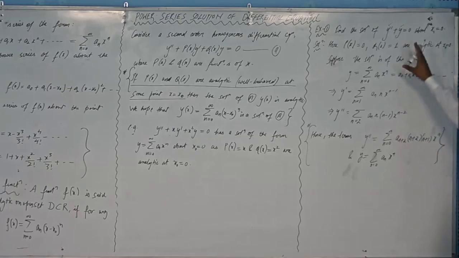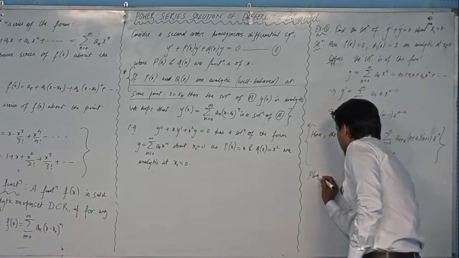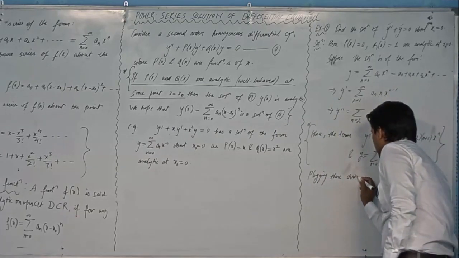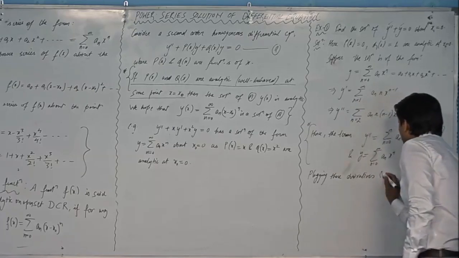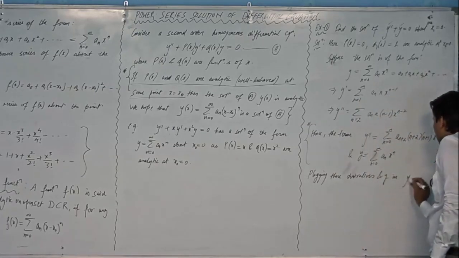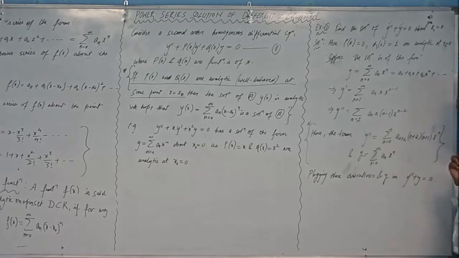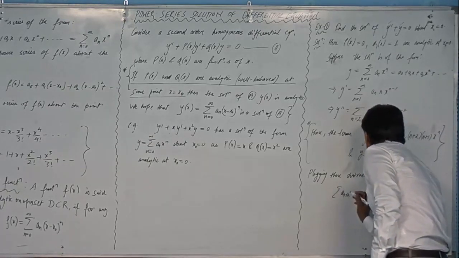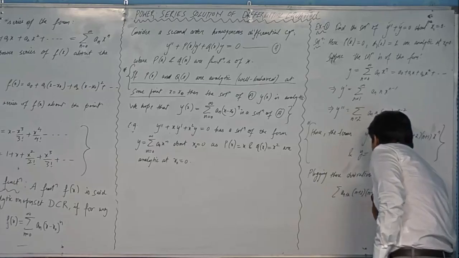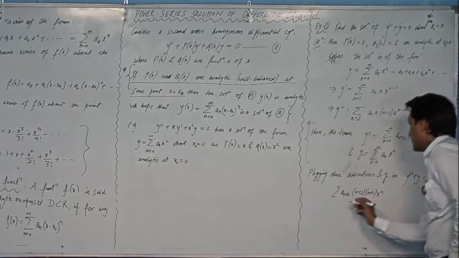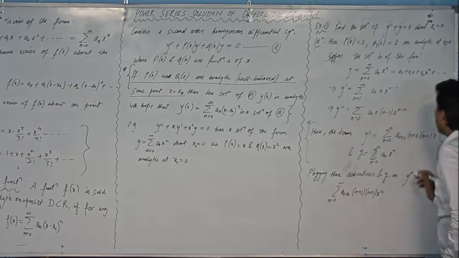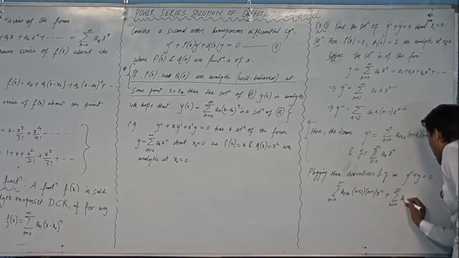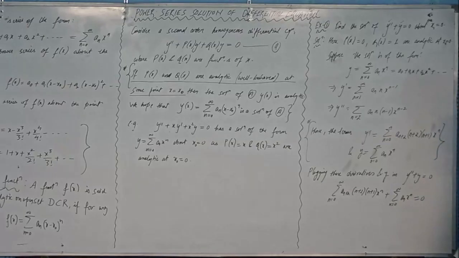And now I will plug these values in my differential equation, right? So plugging these derivatives and y in the differential equation, that is y double dash plus y equal to 0, that will produce summation a n plus 2 times n plus 2 times n plus 1 x to the power n, where n equal to 0 to infinity, and the second term is plus summation n equal to 0 to infinity a n x to the power n equal to 0, right?